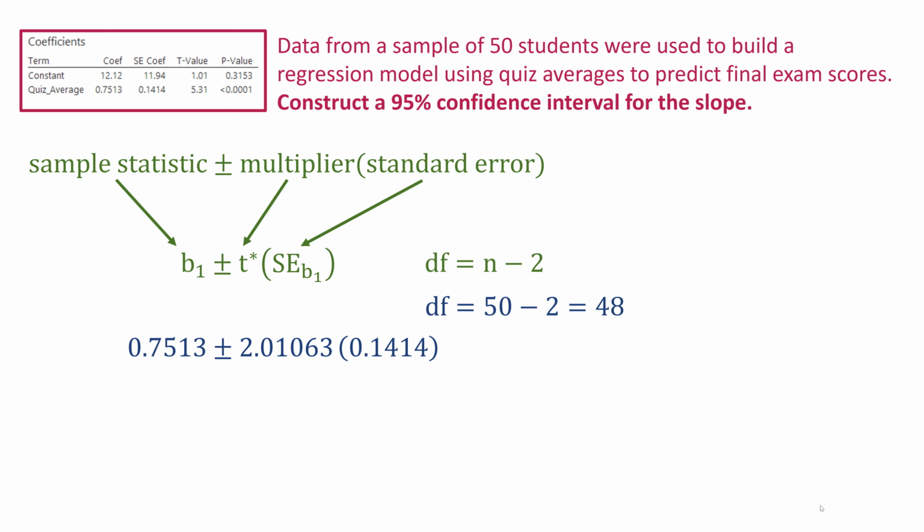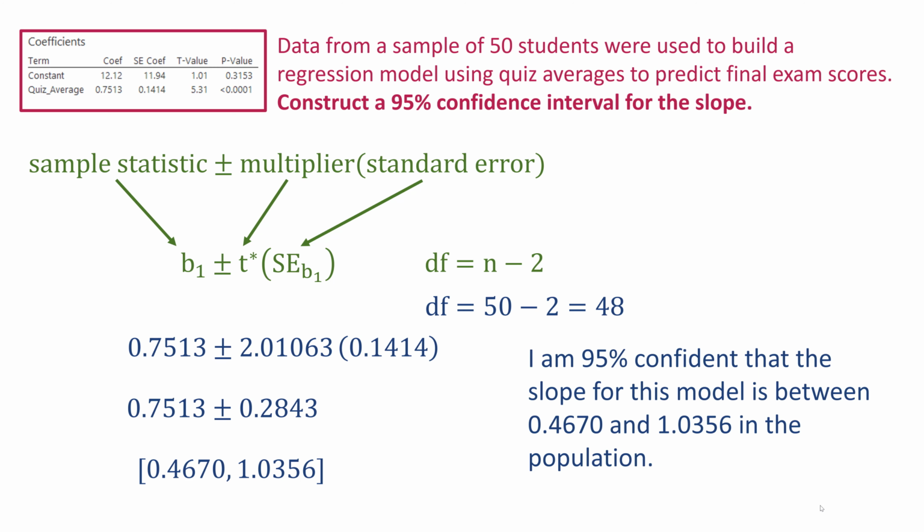First, we multiply, then subtract and add. Here's our 95% confidence interval. To interpret this, I would say, I am 95% confident that the slope for this model is between 0.4670 and 1.0356 in the population.